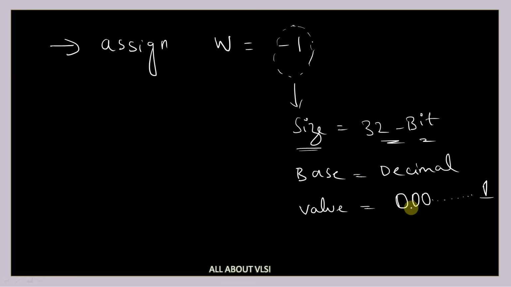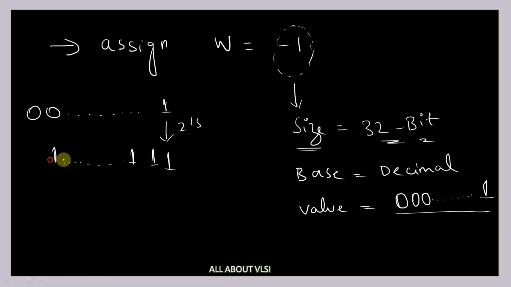Because it is 32-bit, right? Now if we perform 2's complement on this number, what is going to happen? It is 31 zeros followed by 1. If we perform 2's complement, we are going to have all ones: 32 ones.